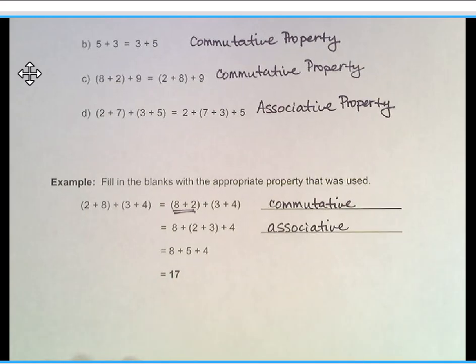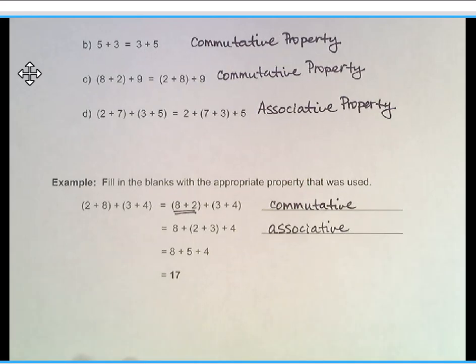So that's how you can see the commutative and the associative property kind of in examples. It's hard to show the identity property. You'll notice that didn't show up on this page, but knowing that the additive identity is 0 is the main takeaway for that property.